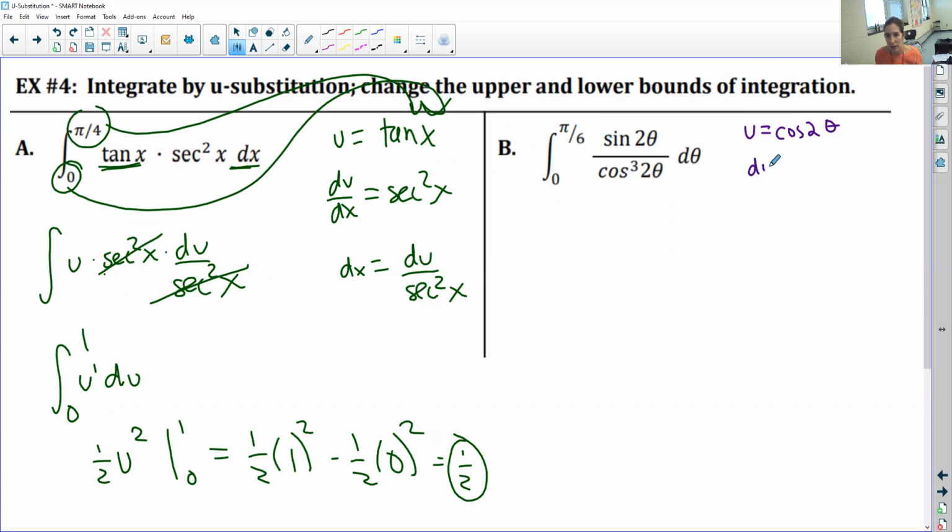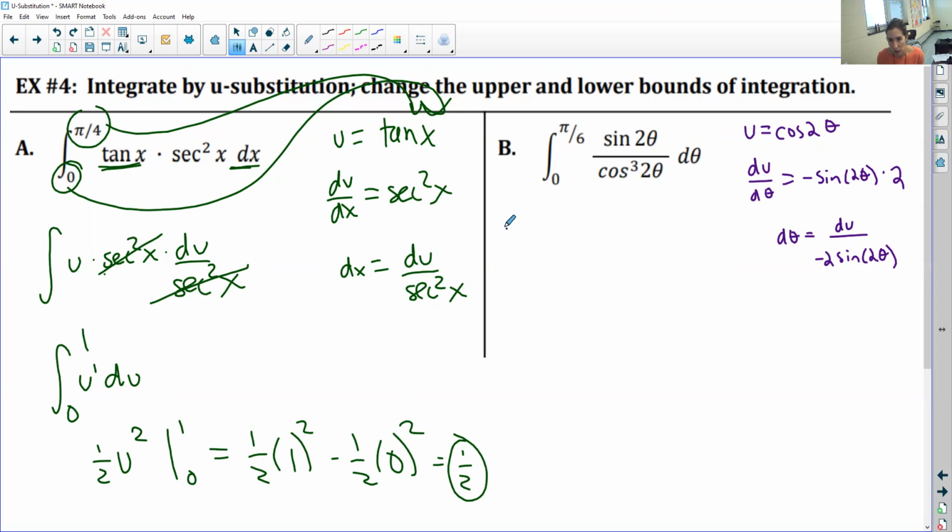So then the du d theta here, not du dx just because our variable is theta, would be the derivative of this. So the derivative of cosine of something is negative sine of something times the derivative of the something. So you get another 2 out of that. So let's solve this for d theta. So that would end up being du over negative 2 sine of 2 theta.